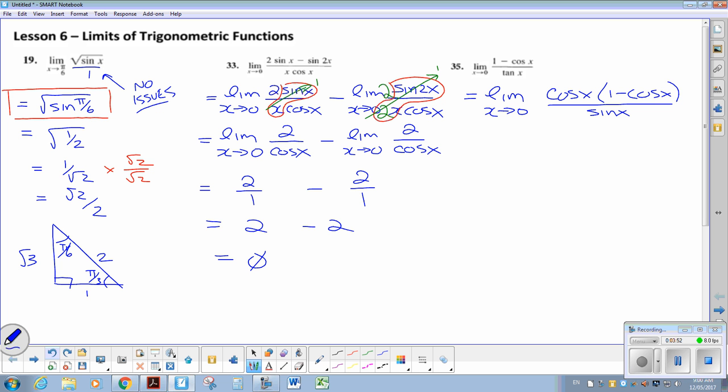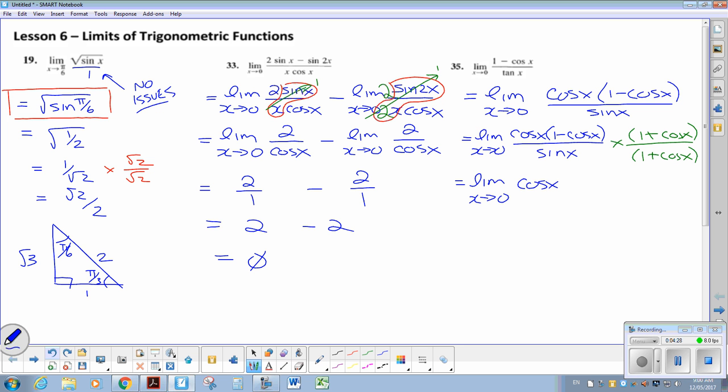As the limit goes to 0, sine x is 0, so we've got to deal with that in some form or fashion. Since there's no factoring and no identities at this point, I'm going to have to multiply by the conjugate. So we're going to multiply by 1 plus cos x, and hopefully multiplying by the conjugate provides me with some help. So what does this limit become? It becomes cos x, and that's a difference of squares, so it becomes 1 minus cos squared x over sine x bracket 1 plus cos x.